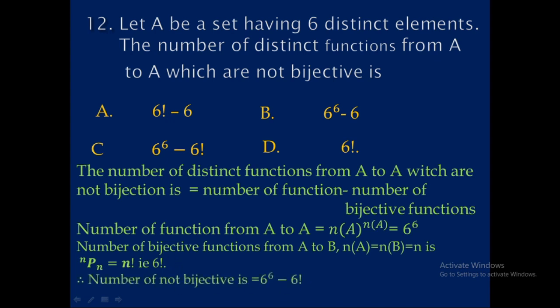Therefore the number of functions that are not bijective is the total number of functions 6 to the power 6 minus the bijective functions, factorial 6, so 6 to the power 6 minus factorial 6. Therefore, option C is the correct choice. The answer is option C.